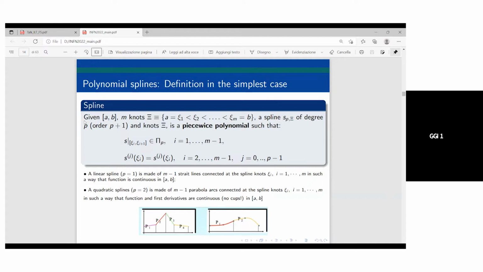We have a linear spline here, which consists of line segments that are connected C0 because the degree is 1. And here we have a quadratic spline. We have two arcs of parabola that are connected C1 because 2 is the degree.